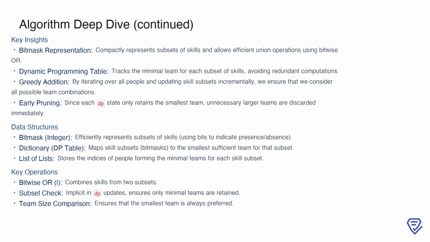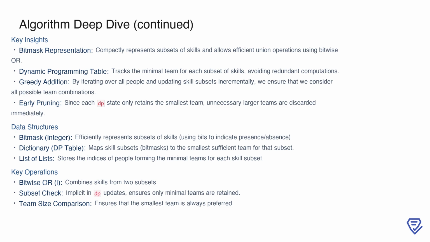The first is the use of bitmask representation. This allows us to compactly represent subsets of skills, making operations like combining skill sets simple and fast using bitwise OR. The dynamic programming table is another critical component. It tracks the minimal team for each subset of skills, ensuring we avoid redundant computations. By incrementally updating the table for each person's skills, we ensure that all possible team combinations are considered.